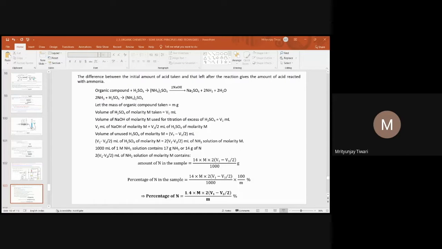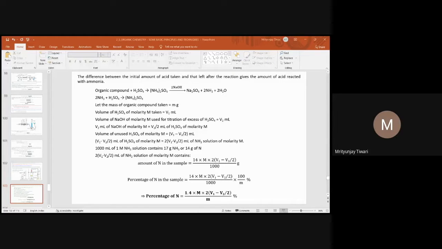Therefore, 1000 ml of M molar ammonia solution will contain 14 into M gram of nitrogen, since M molar of the same volume will contain M times 14 gram. So 1000 ml of M molar ammonia solution contains 14 into M gram of nitrogen. But this is the actual volume of ammonia that is produced in the second step, which means the distillation step.